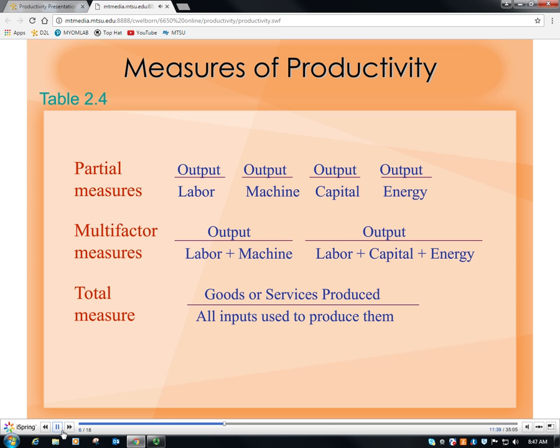So there's a few examples then. Partial measures: output divided by labor, output divided by machine, output divided by capital, output divided by energy. Whatever makes sense in your industry to measure. Multi-factors, you just start adding a couple of things together. Total, we just add everything together. Should be pretty obvious there.